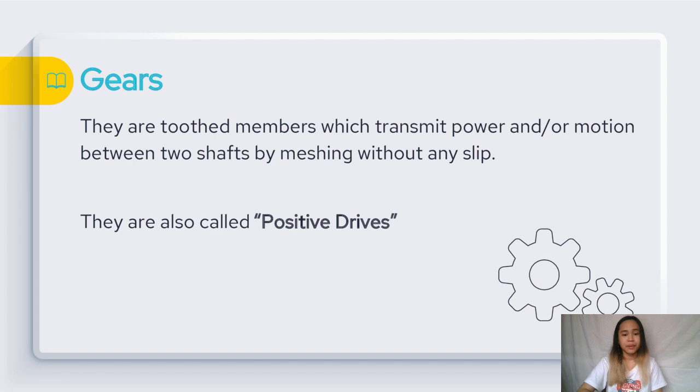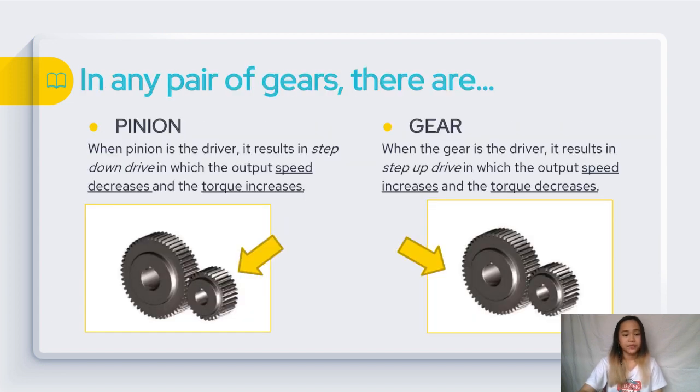Now, let us define gears. Gears are toothed members which transmit power and/or motion between two shafts by meshing without any slip. They are also called positive drives. In any pair of gears, the smaller one is called the pinion, as you can see, and the larger one is called gear, the material of which is driving the other.